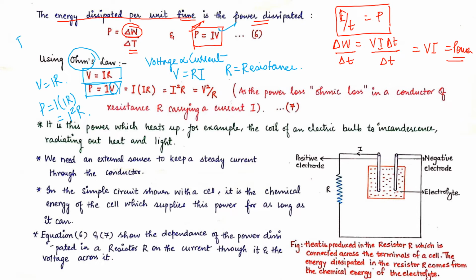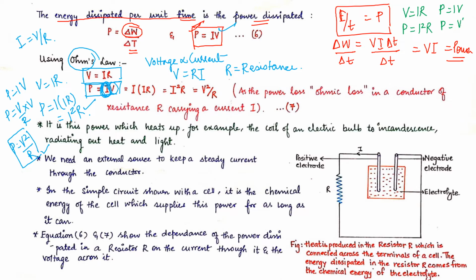Other thing is I equals V upon R. Now in place of I, we will substitute it. We will get P equals IV, P equals V upon R into V. So P equals V square upon R. Okay, so this is one formula. This is another formula. I'll write it over here for proper understanding and reference. V equals IR, P equals IV, hence P equals I square R, P equals V square upon R. So these are the formulas.